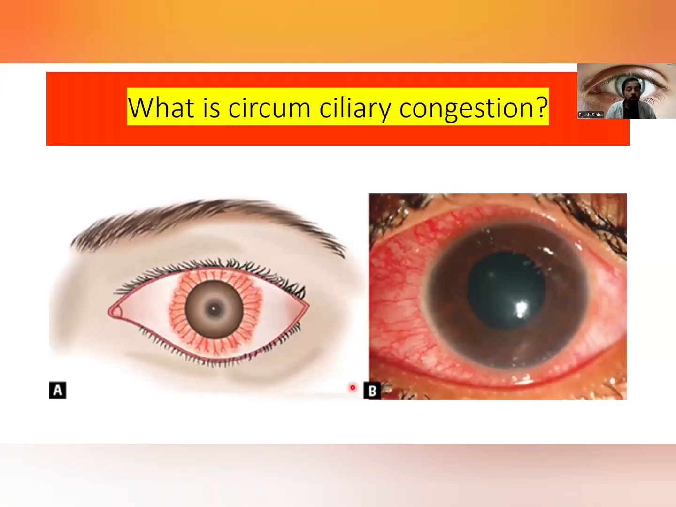Okay, so let's talk about circumciliary congestion. Circumciliary congestion, also known as ciliary congestion, happens when the deeper blood vessels around the cornea, near the limbus, become dilated and inflamed. So here this is the limbus. You can see the dilated vessels around the limbus.